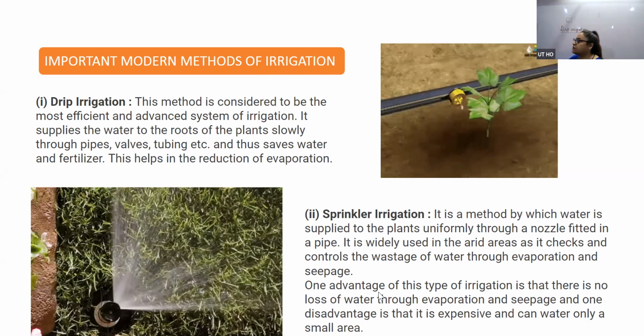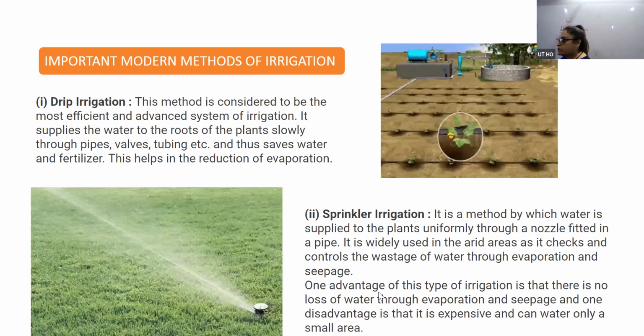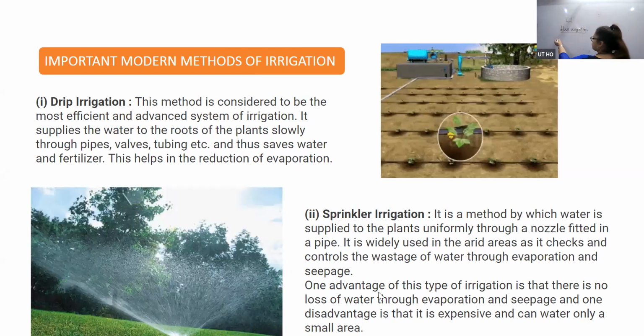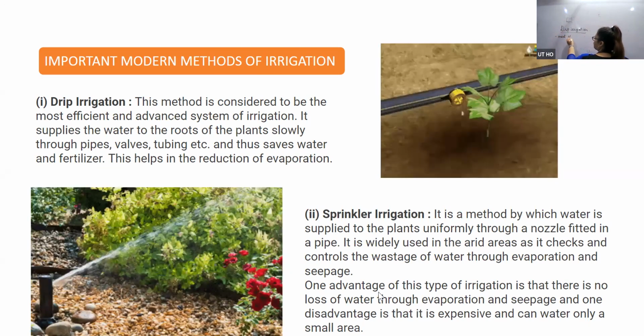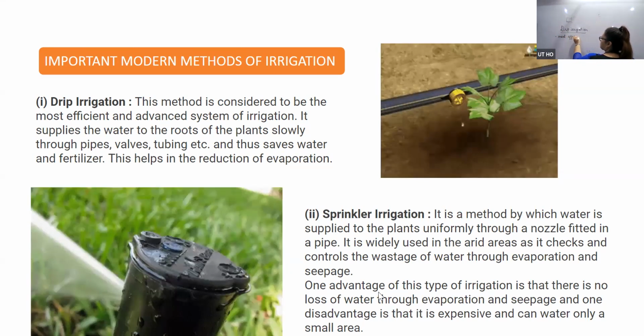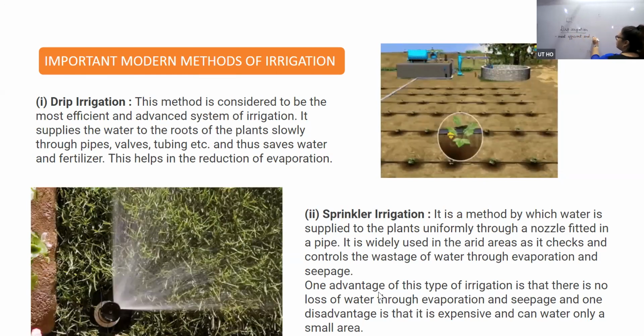This method is considered to be the most efficient and advanced system of irrigation. It is supposed to be most efficient and advanced.